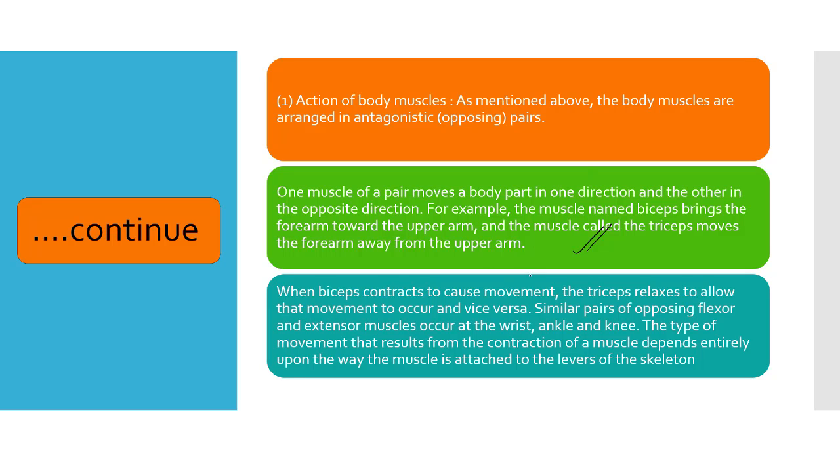When the biceps contracts to cause movement, the triceps relaxes to allow the movement to occur and vice versa. Similarly, pairs of opposing flexors and extensors occur at the wrist, ankle and knee. The type of movement that results from the contraction of a muscle depends entirely upon the way the muscle is attached to the levers of the skeleton.